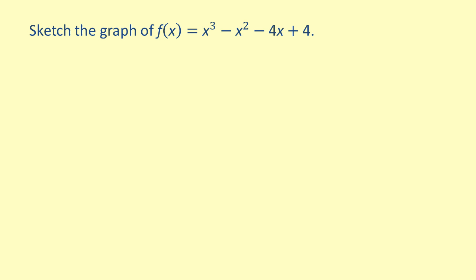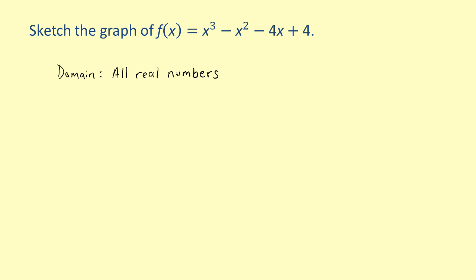Here we are asked to sketch the graph of f of x equals x cubed minus x squared minus 4x plus 4. The first step in graphing a function is to find where the function is defined, or the domain of f. We have a polynomial function, and polynomials are always defined for all real numbers.